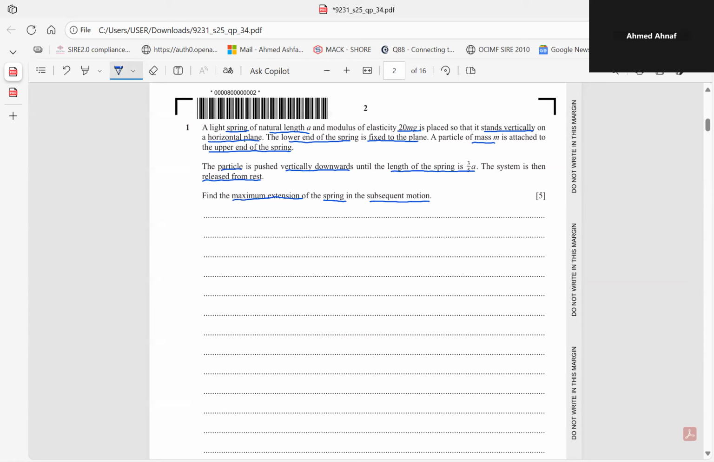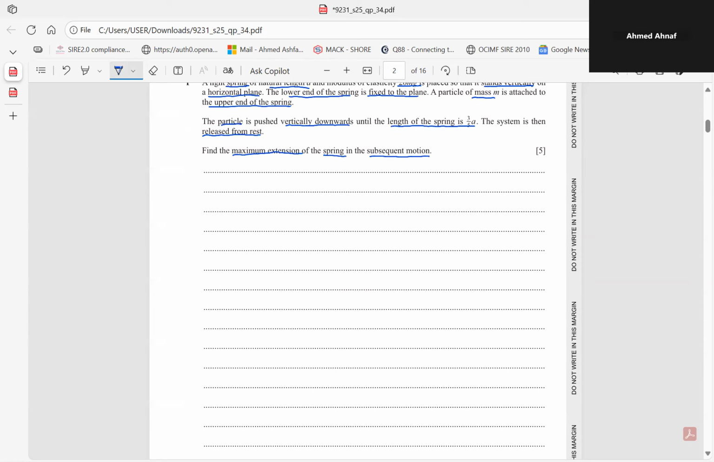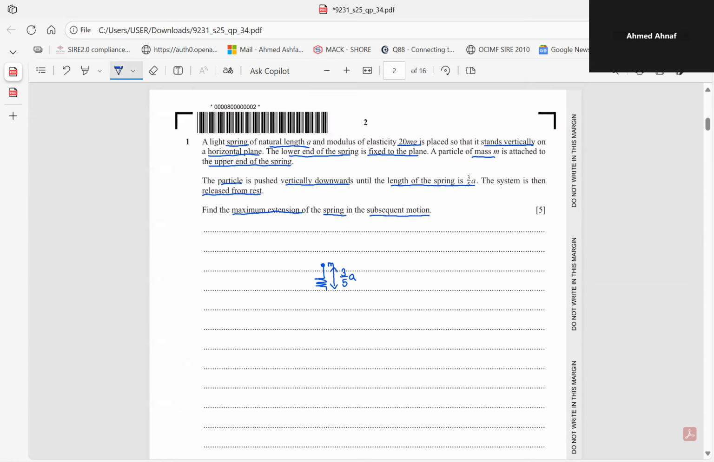Okay, so first of all, let's draw a diagram with the spring. So initially it was compressed. Okay, so this is the particle with mass m, and the length of this spring initially is 3 over 5a. Okay, so now they want us to find the maximum extension.